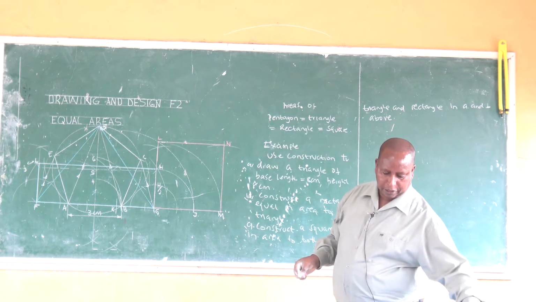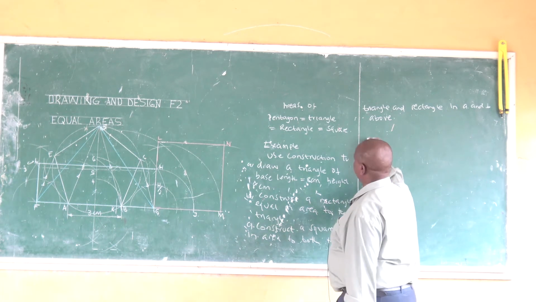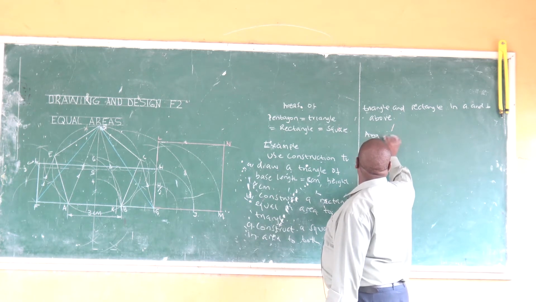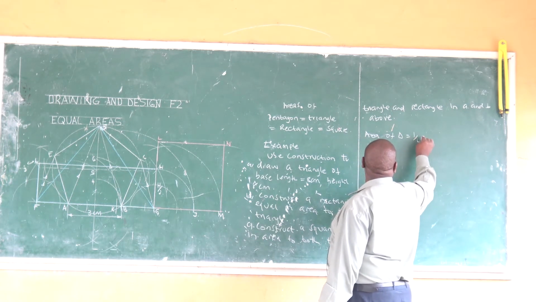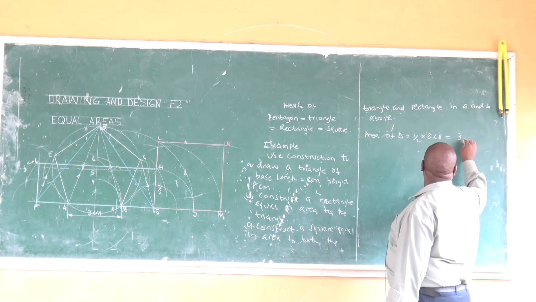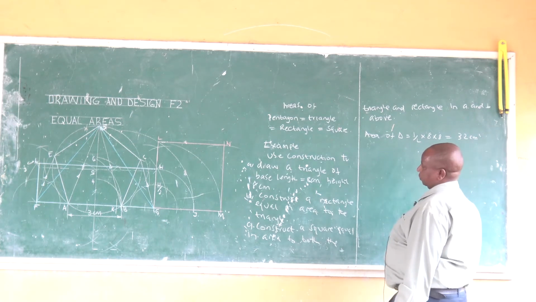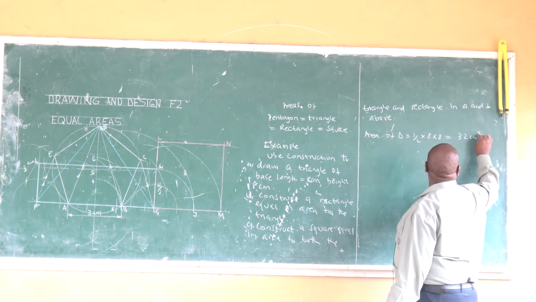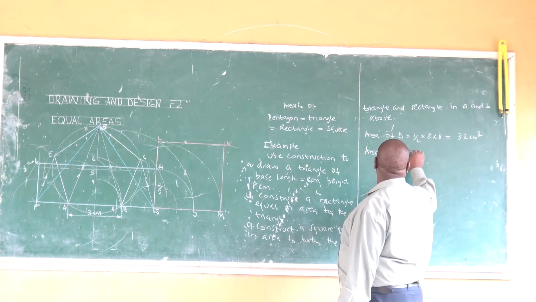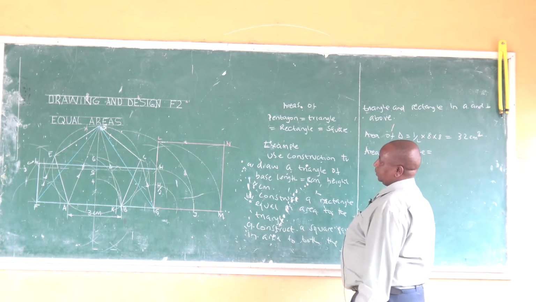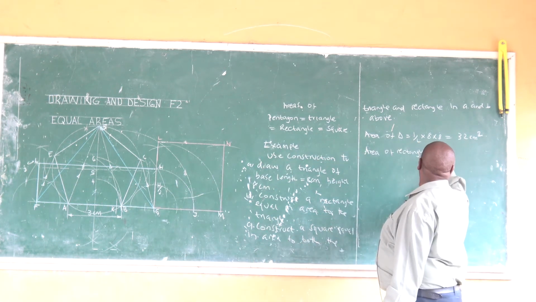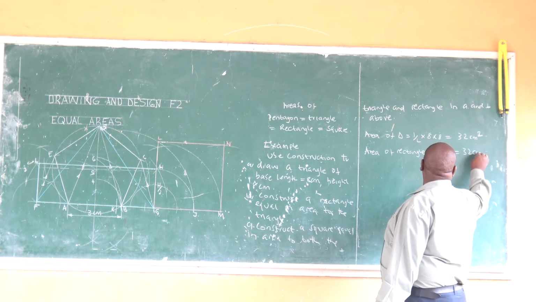We should be able to know that the area of the triangle is equal to half multiplied by 8 multiplied by 8, which is equal to 32 centimeters squared. The area of the rectangle then must be equal to, since the height of the rectangle is h over 2, 8 multiplied by 4, which means that it is also 32 centimeters squared.